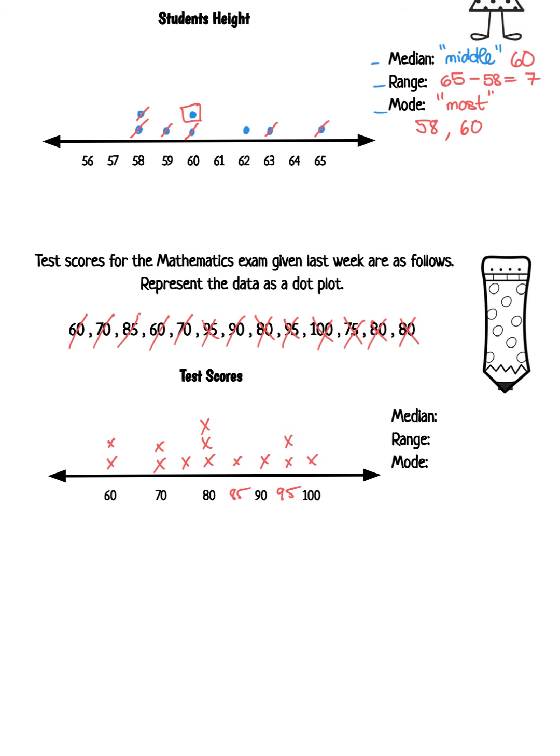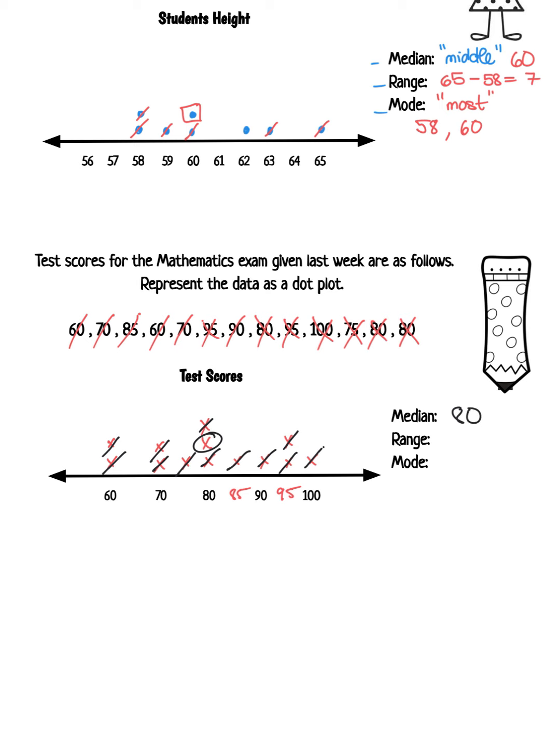Okay. All right. So we're going to find the median. Remember, median means middle. So we're going to find the middle number. We can cross out the lowest and the highest until we find the middle number. So the highest is 100, 60, 95, 60, 95, 70, 90, 70, 85, 75, 80, 80, and we're left with the median, which is 80.